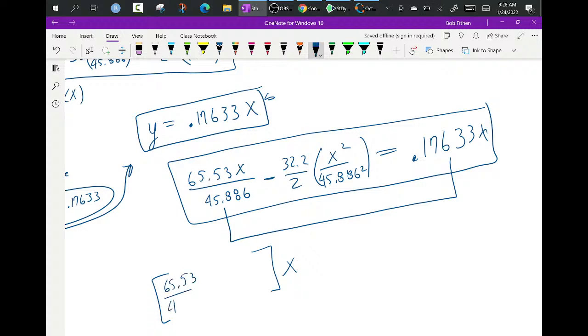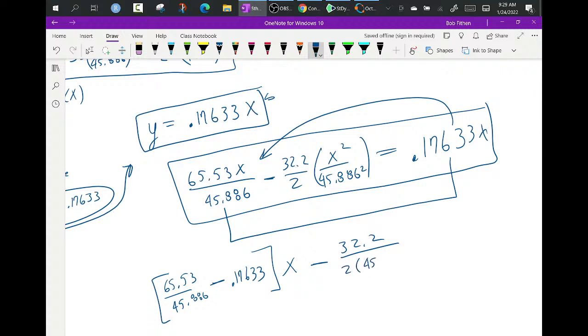65.53 over 45.886 x. The x is already out. And minus, because I'm going to bring this one over here, 0.17633 and extra digits, minus 32.2 over 2 over 45.886 squared times x squared equals 0.